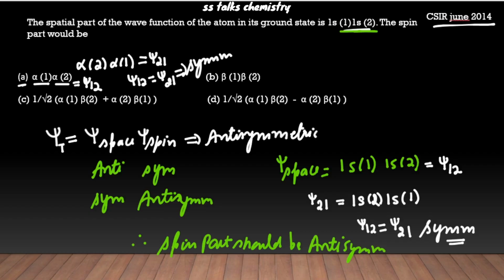Now it's similar in option B, if you see, it will become beta 2 beta 1. So again I am getting the same wave function, so that means again this is a symmetric part, right?